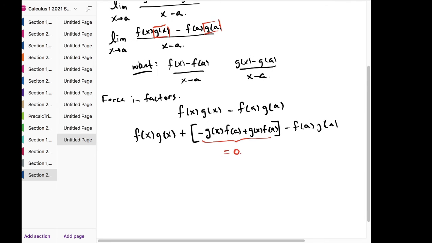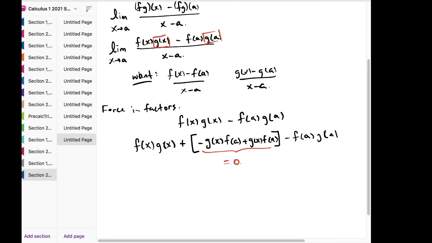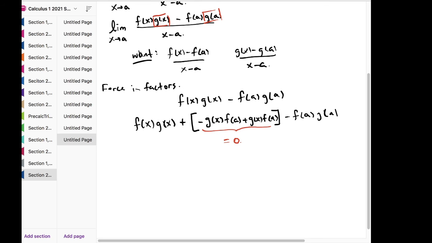This is a neat trick in math. If you can change an expression as much as you want, as long as all you're doing is adding 0 or multiplying by 1, that's okay. So why is this good? If I rewrite the expression and group it, then things do factor.